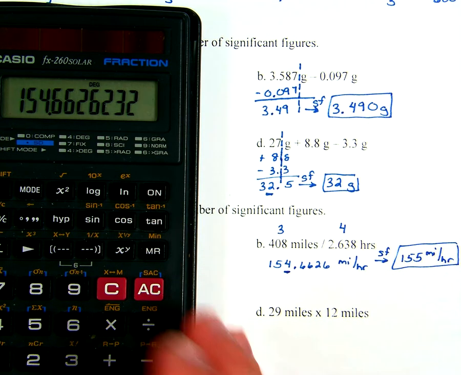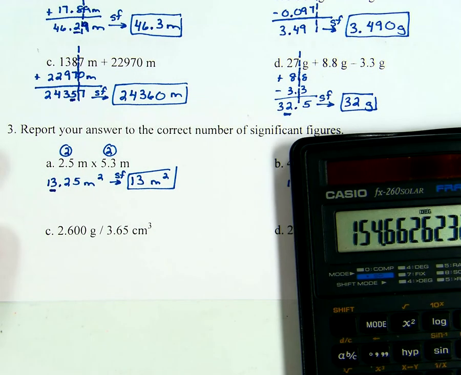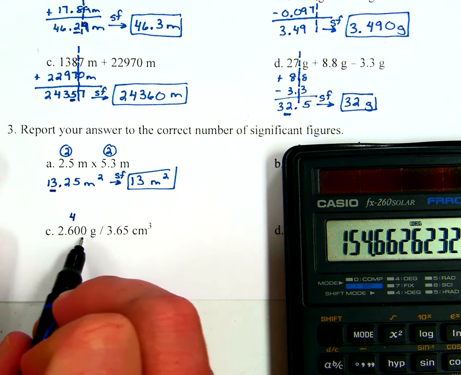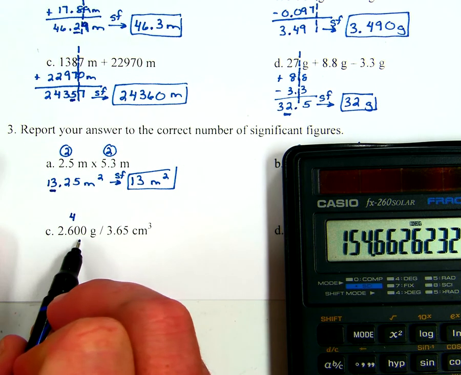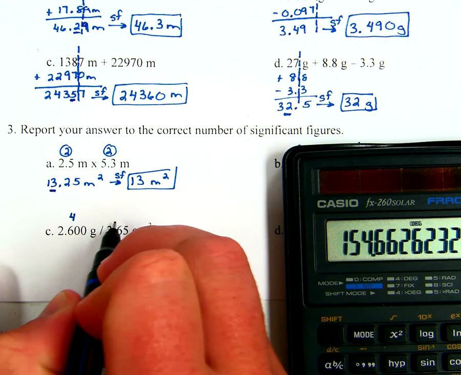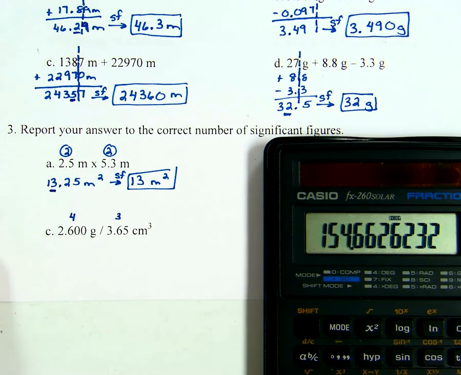Okay, question C. We have 2.600 grams. That would be 4 sig figs. Remember, those final zeros after the decimal are always significant. And then my 3.65 centimeters cubed, that would be 3 sig figs. So my answer will have 3 sig figs in it. Let me just plug it in here.